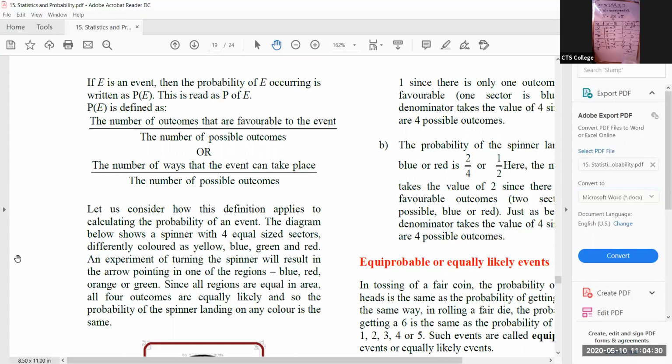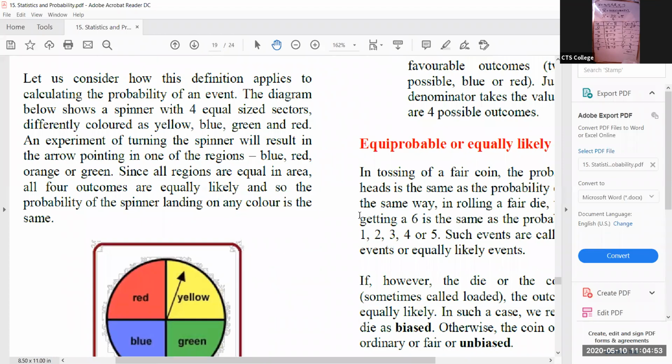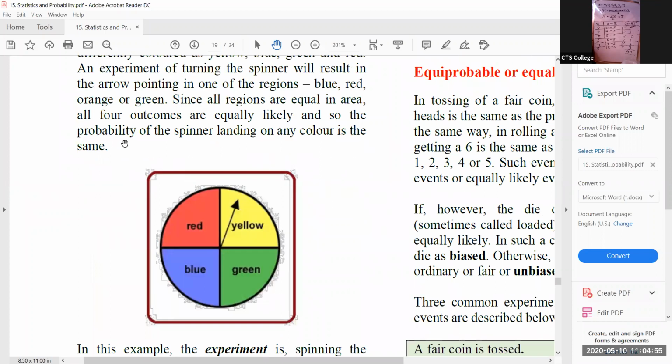The diagram below shows a spinner wheel with 4 equal size sectors, differently colored, such as yellow, blue, green, and red. An experiment of turning the spinner will result in the arrow pointing in one of the regions, either red, blue, orange, or green. Now, since all the regions are equal in area, all 4 outcomes are equally likely. And so the probability of the spinner landing on any color is the same. Not following?